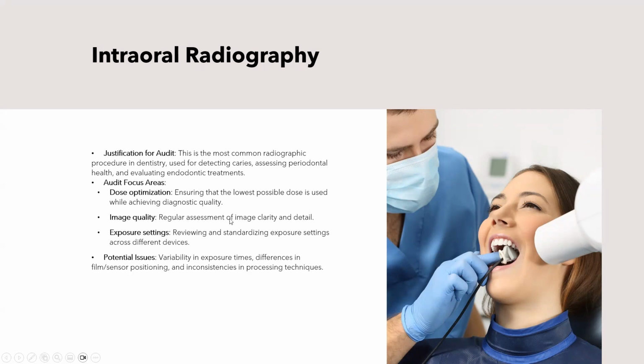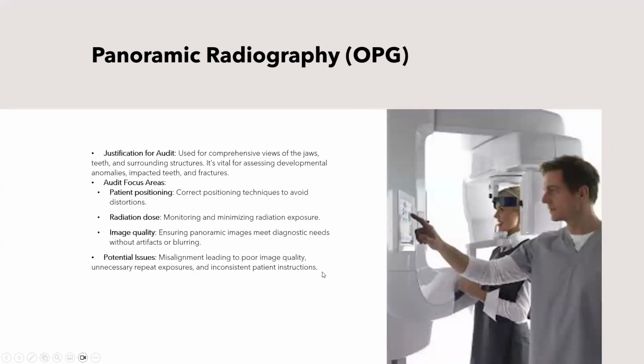Image quality: regular assessment of image clarity and detail. Exposure settings: reviewing and standardizing exposure settings across the different devices. Potential issues would be variability in exposure times, differences in film or sensor positioning. Maybe the X-ray would have a cone cut, or the tooth of interest is not even coming in the exposure area. So all these would be the problem. And inconsistencies in processing techniques.